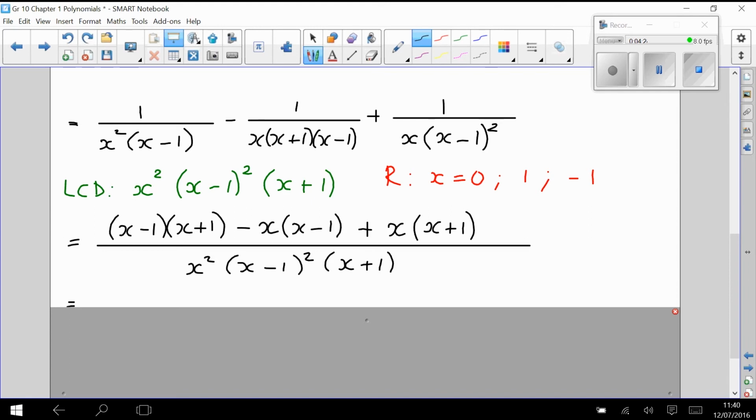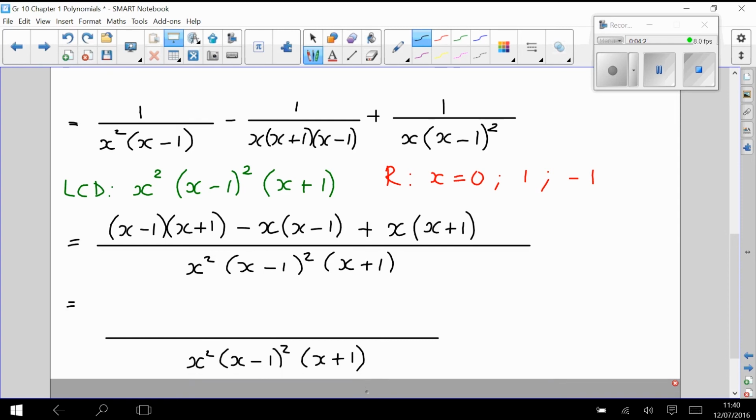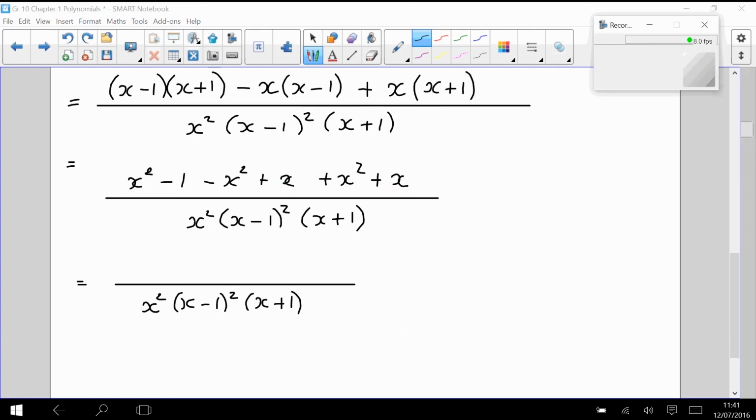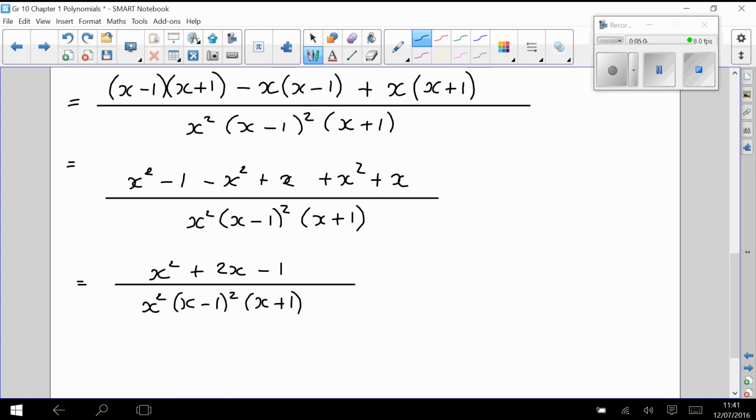Now multiplying out my numerators, I find that I'm going to have x squared minus 1 from my first term. Distributing the x into its bracket, I get minus x squared plus x, and then going on to the third term's numerator, I get plus x squared plus x. When I add these terms, I get a final answer of x squared plus 2x minus 1 all over my common denominator.